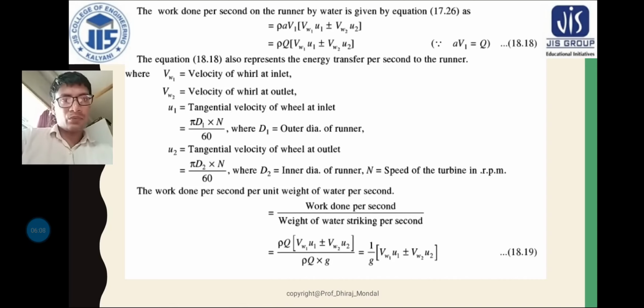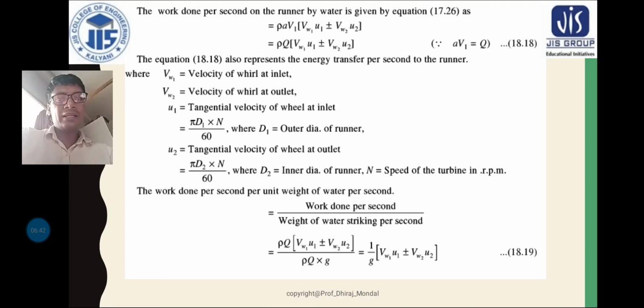So the work done per second per unit weight of water is equal to the work done per second divided by the weight of the water striking per second. The work done I have already calculated: that is rho Q into (Vw1 u1 plus or minus Vw2 u2). Why have I written plus or minus? Because if beta is an obtuse angle, then it will be minus. If beta is an acute angle, then it will be plus.